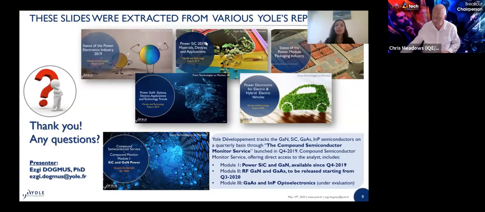And we will have a look at the wafer, epi wafer, and device market level. We are also tracking the leading actors' revenues and activities in this product. This product offers direct access to the analysts and includes power GaN and power SiC, which is already available, and also RF GaN and gallium arsenide starting from Q3 this year, and finally indium phosphide and gallium arsenide for optoelectronics starting from next year.